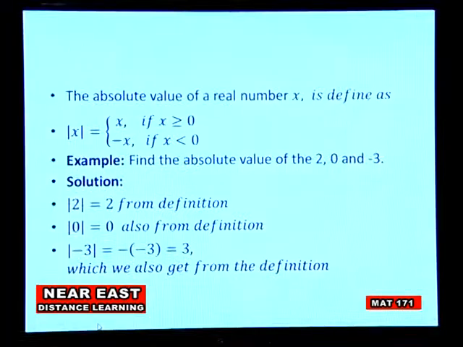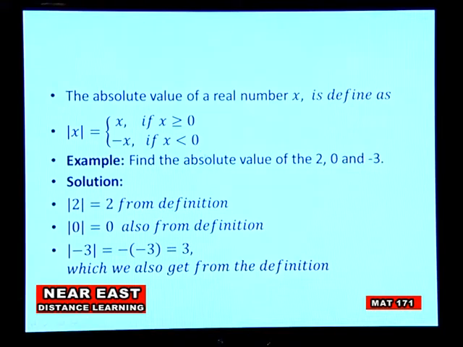So the general definition of absolute value is this. The absolute value of a real number x is defined as x if x is greater than or equal to 0. So if x is greater than or equal to 0, absolute value of x is x. Absolute value of x will give you minus x if x is less than 0. This is the general definition of the absolute value function.